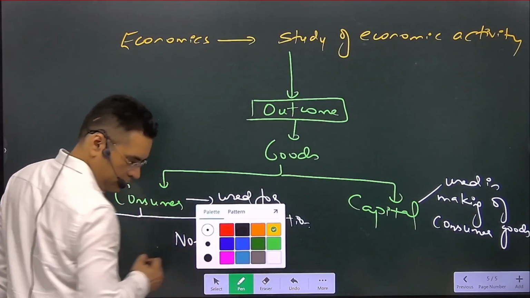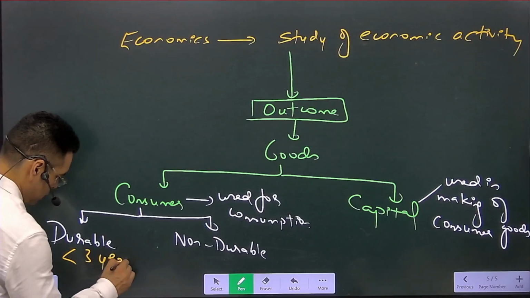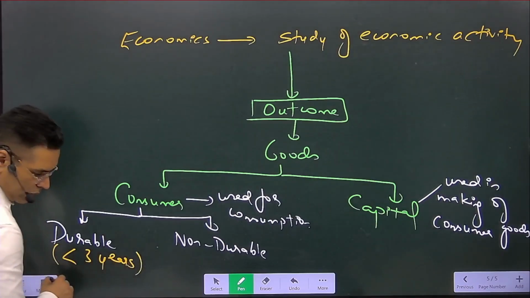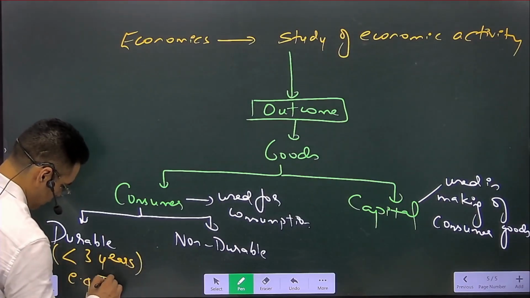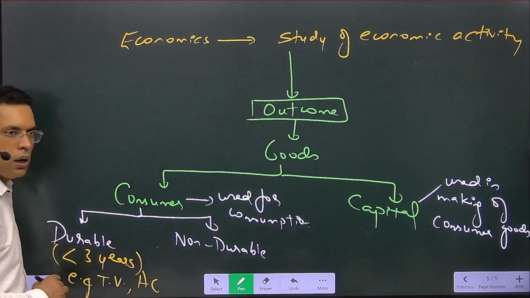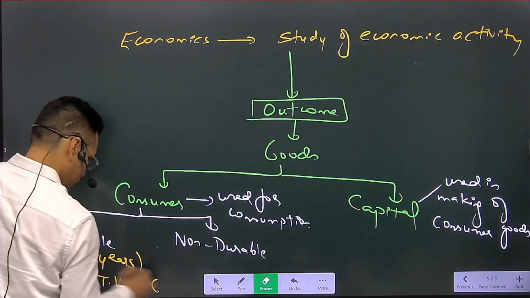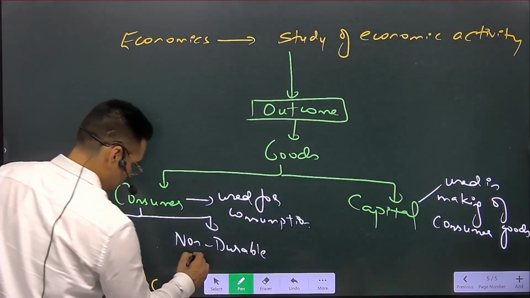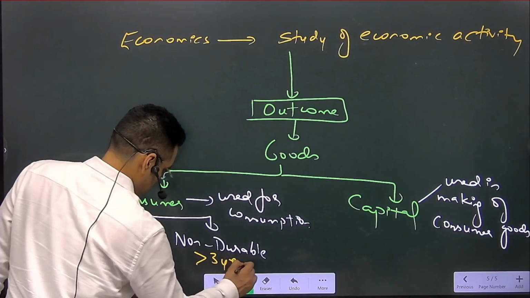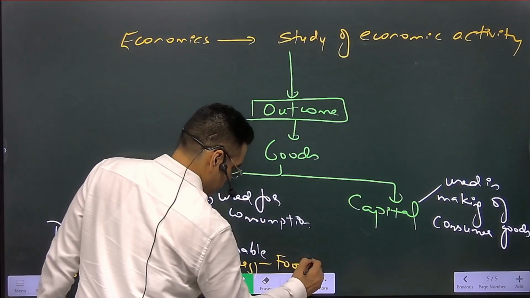So durable goods, less than 3 years. What is durable? Anything which is less than 3 years. Example, television, AC. These are durable goods. Non-durable, more than 3 years, more than 3 years. This is less than 3 years. Okay, for example, foods, clothes.